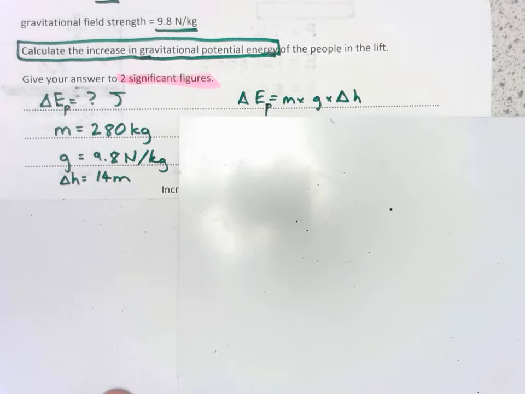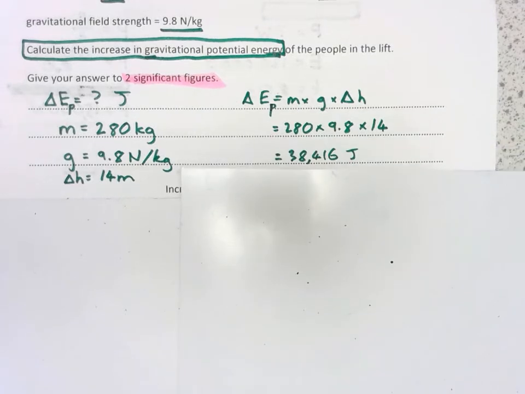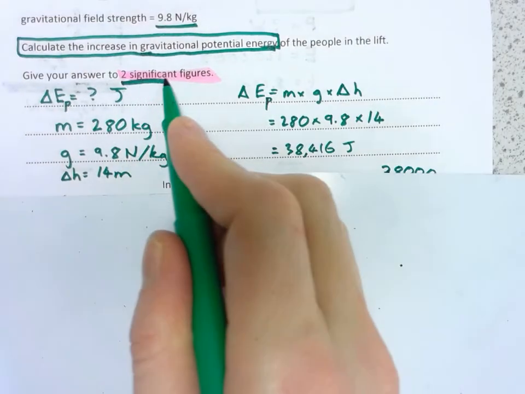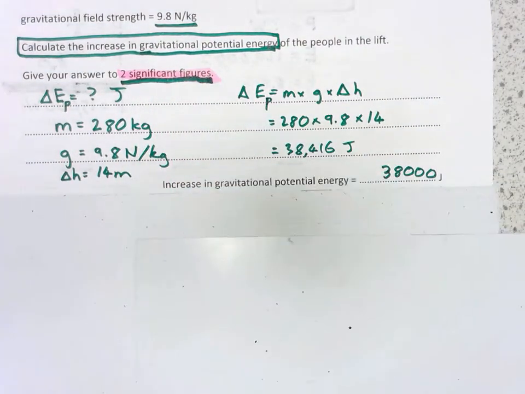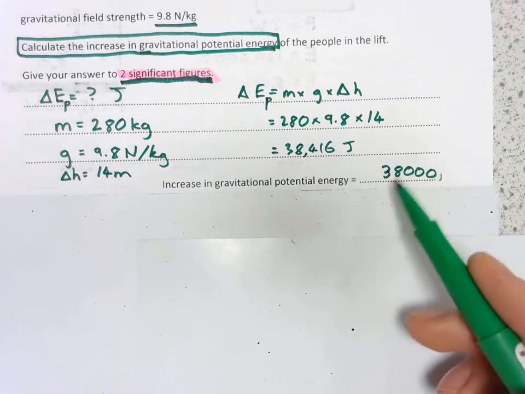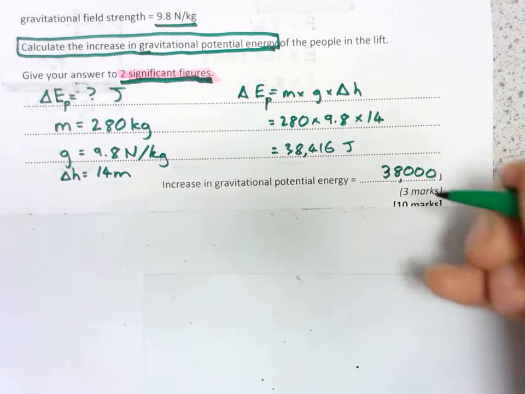Energy transferred in the gravitational potential store is m times g times delta h. That's my formula. All I need to do is substitute in my values, and I will get 38416. However, remember we needed to give this answer to two significant figures, so my final answer is 38,000 joules. If you did not write it as two significant figures, then you would have lost 1 mark, so you would have only got 2 marks out of 3.